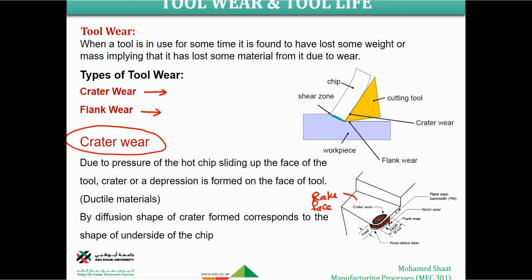I'm sorry, this is the rake face. This is the face over which the chip is sliding over the tool, right? And because the chip is very hot, the surface of the rake face of the tool will be heated so much, and it will lose some of its hardness. And after multiple use, this crater wear is going to be formed, right? So the crater wear is mainly formed because of what? Because of the sliding of the hot chip over the tool surface. Which surface? The rake face of the tool. This is the crater wear.